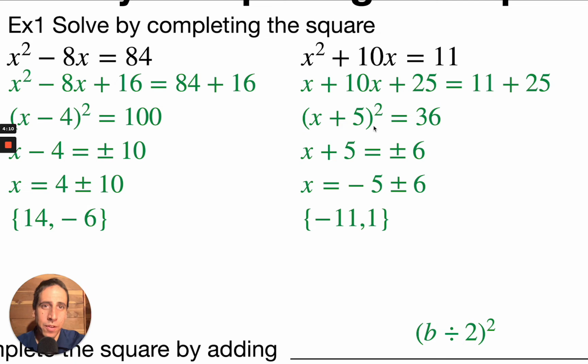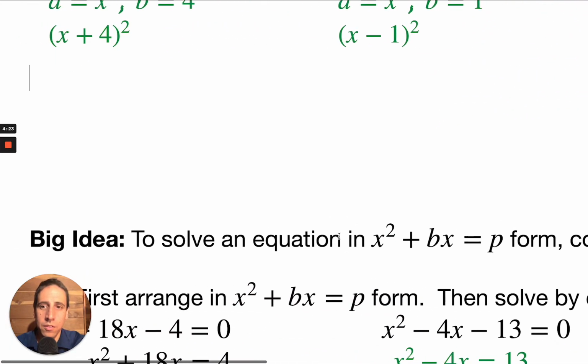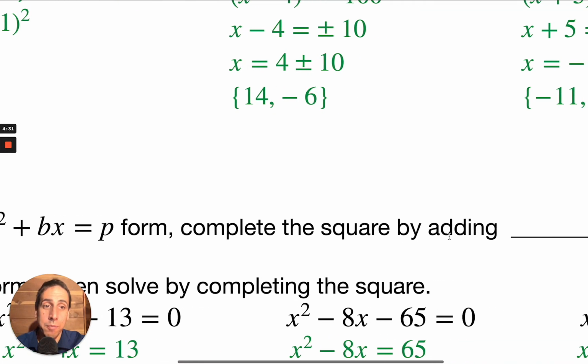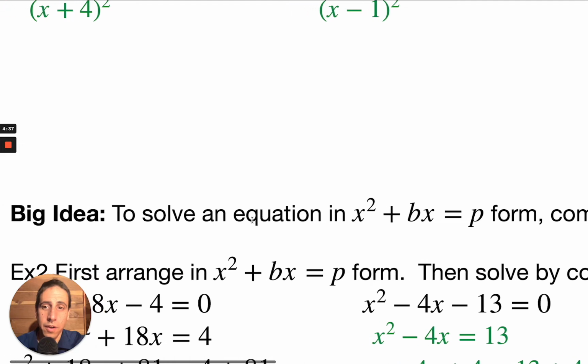This is x plus 5 squared is equal to 36. Taking the square root of both sides, you get this. Subtracting 5, you get this. And then adding and subtracting, you get two different numbers. The big idea here is, in order to solve an equation in this particular form, x squared plus bx equals a number, you can complete the square by adding b divided by 2, b cut in half, squared. All right, let's practice.